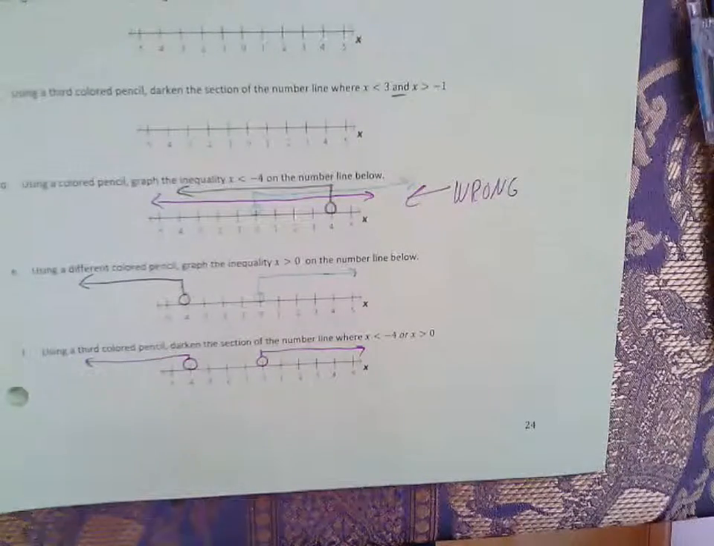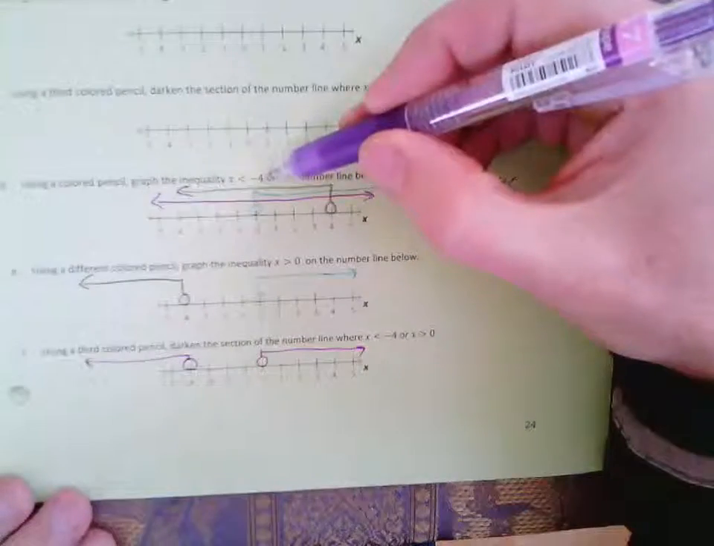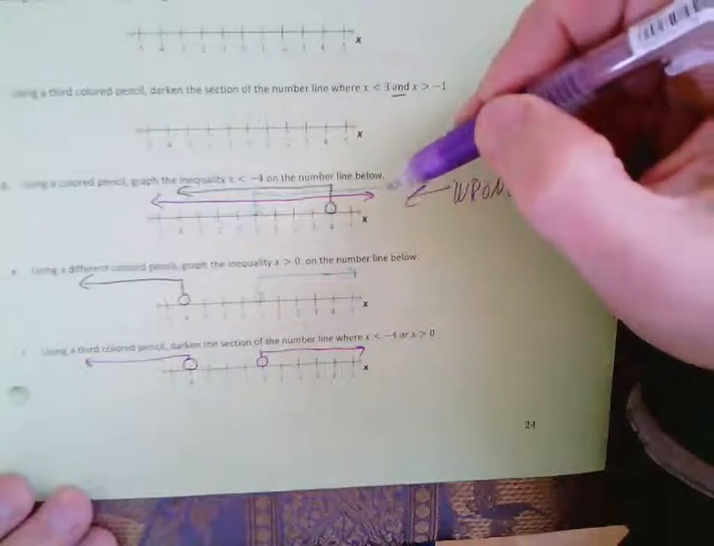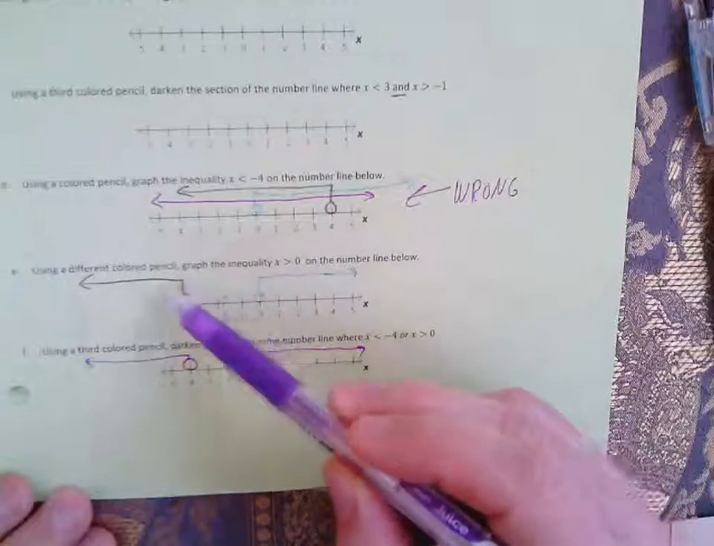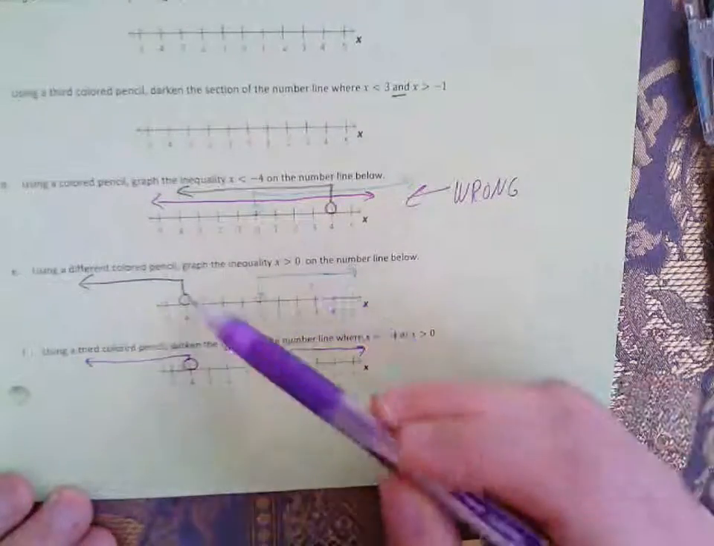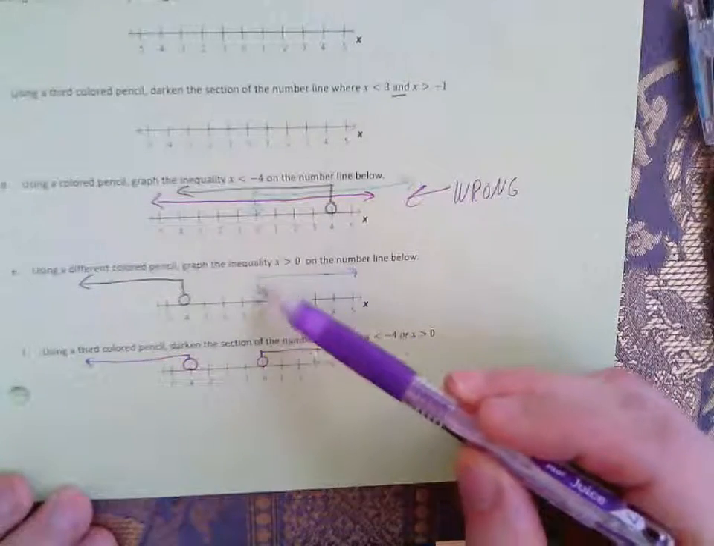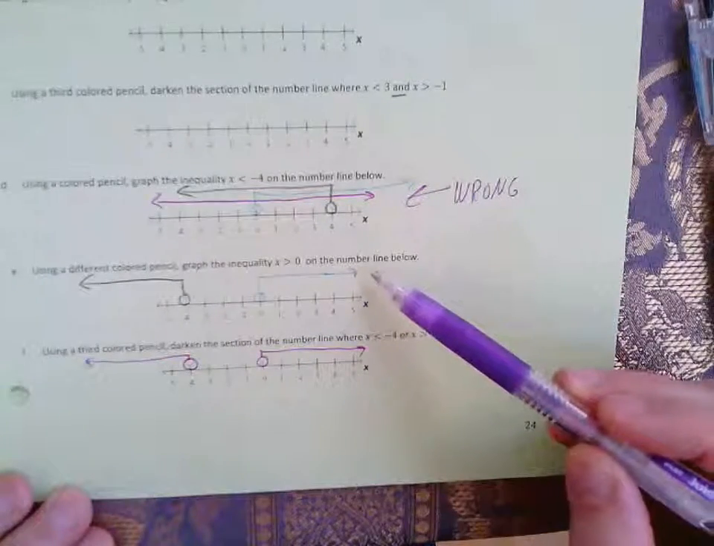So I had made a mistake on that letter D there. I had actually read that as x is less than 4, not x is less than -4. So that one is actually wrong here. So I corrected it down here in E. I said, all right, x is less than -4 is an inequality going to the left here. X is greater than 0 is an inequality going to the right.